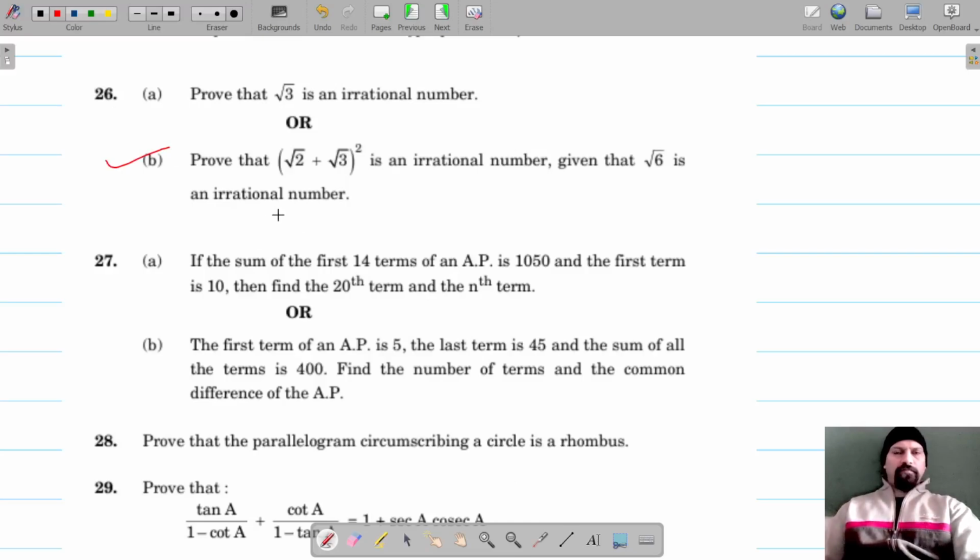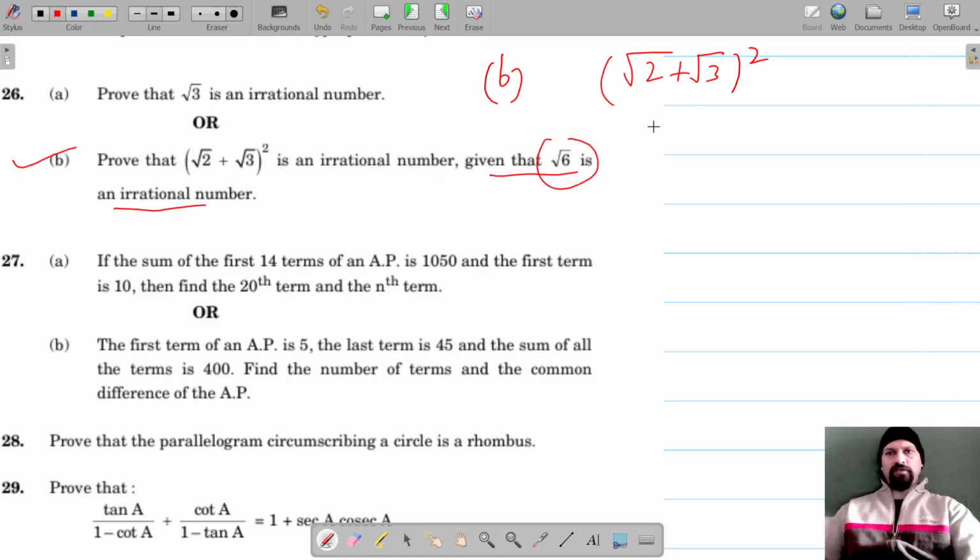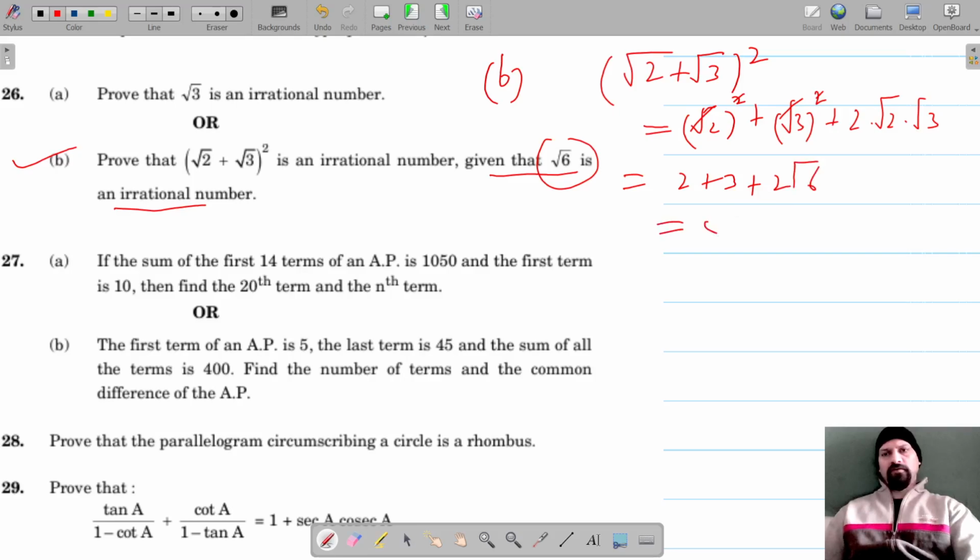For question number 26, part B, we have to prove that root 3 plus 2 plus root 3 the whole square is an irrational number, and given that root 6 is an irrational number. So we are given that root 6 is irrational, so we have to prove that this is irrational. So let's open this with the identity a plus b the whole square, which is a square plus b square plus 2 into a into b. So this is 2, 3 square is 3 plus 2 root 6. So finally I have 5 plus 2 root 6.